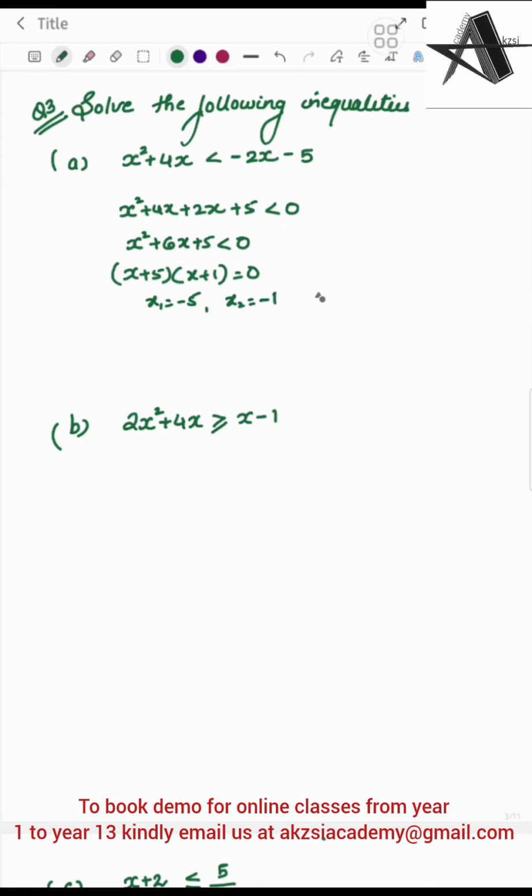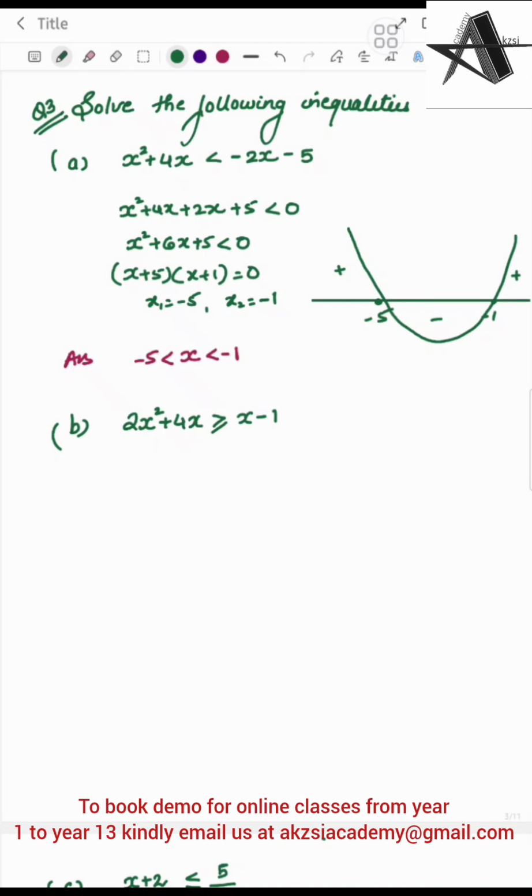So when I draw my curve, one value is -5, one value is -1. Positive, negative, positive. The question is less than 0. So definitely you have to select the negative region, which is this one. So all the values of x that lie in between -5 and -1 will be your answer. So the final answer would be: x should be greater than -5 and less than -1.